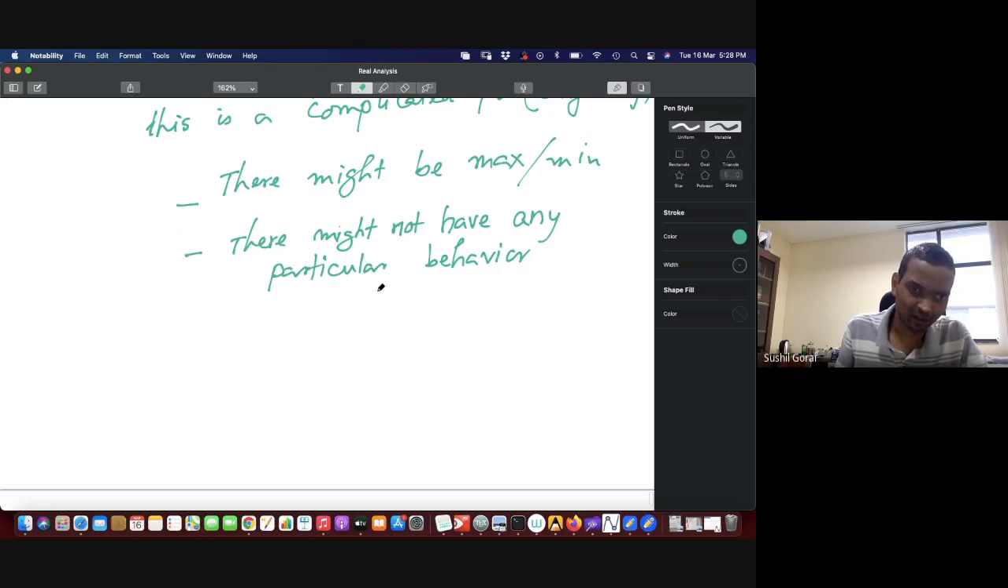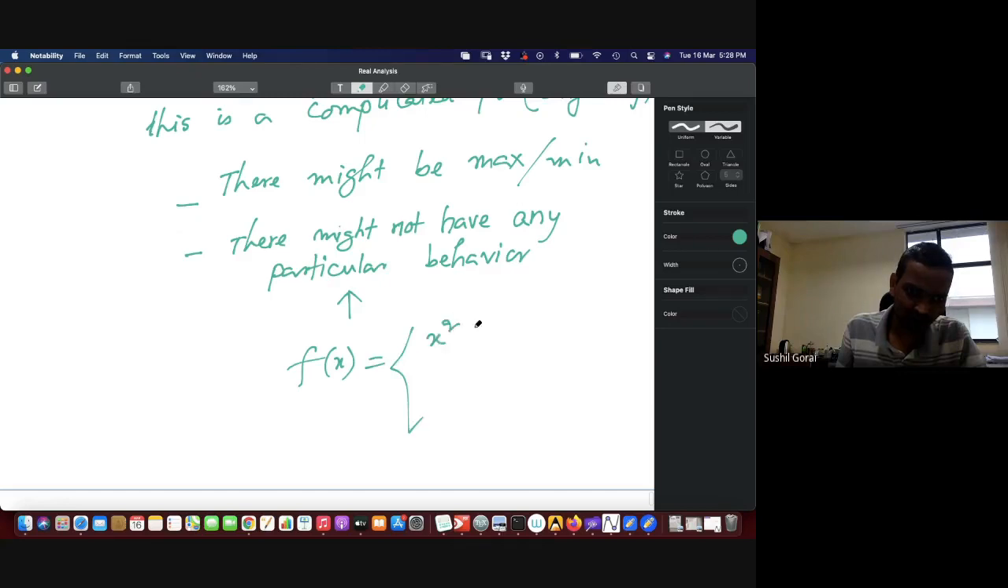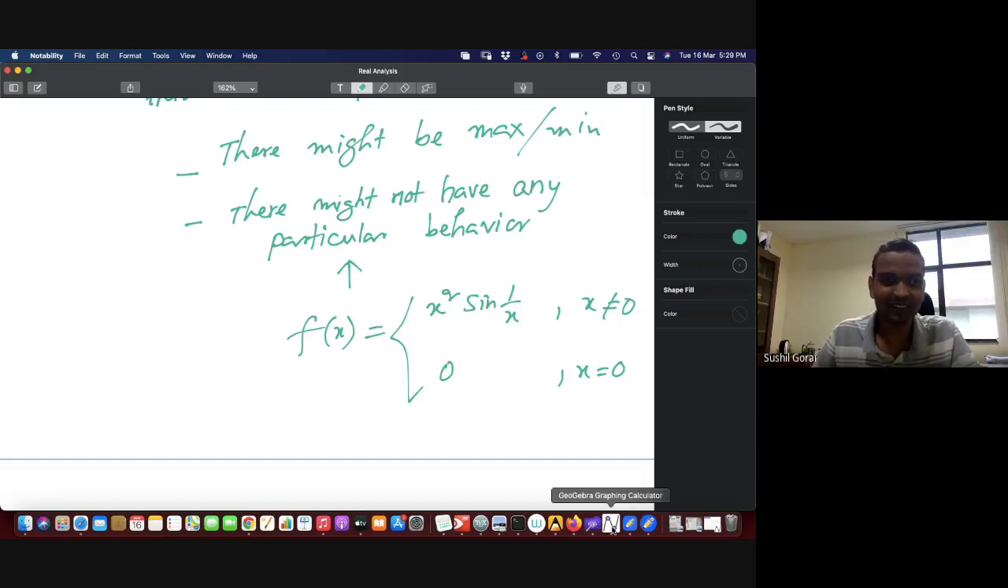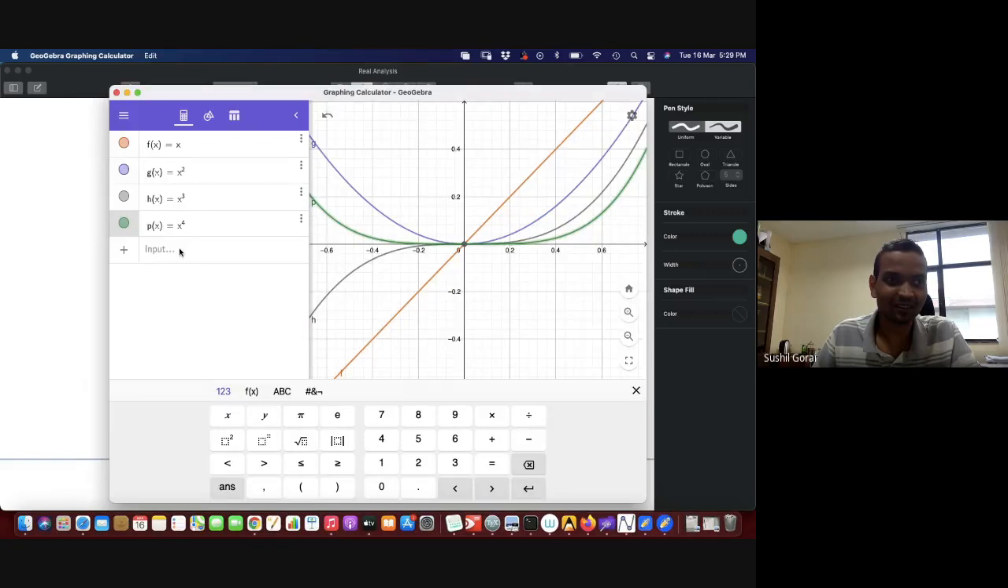For example, as a second example, you can consider f of x equal to x square sine of 1 over x when x is not equal to 0, and 0 when x equals 0. Let's check in the graph what is given by this function. Let us see if anything can be seen from there.